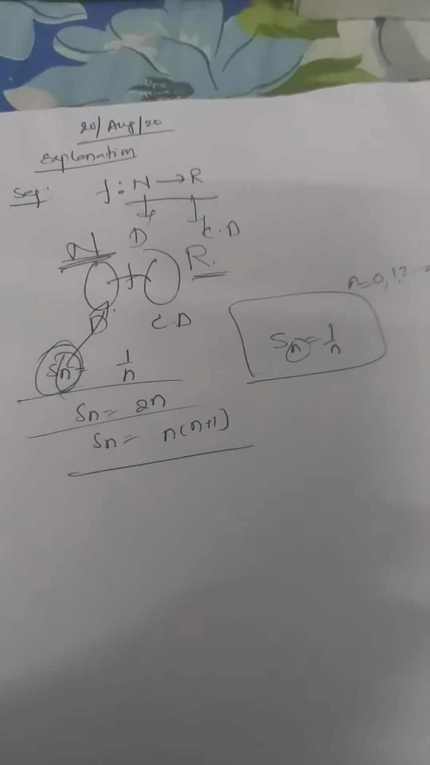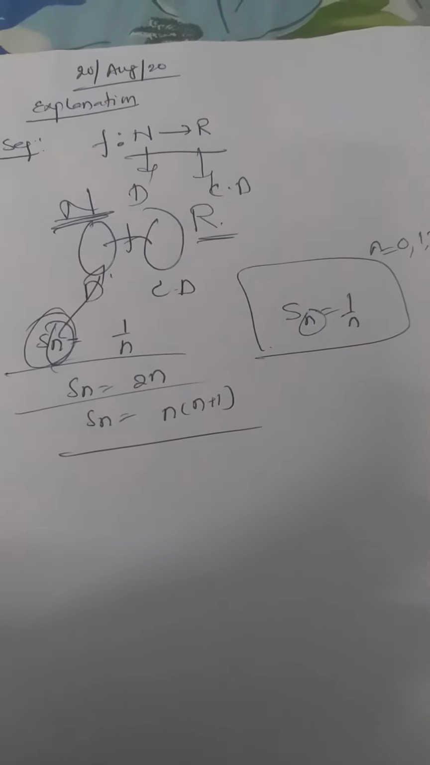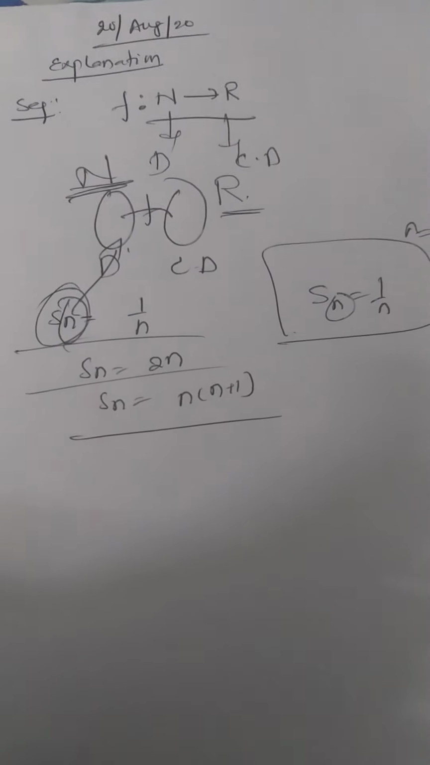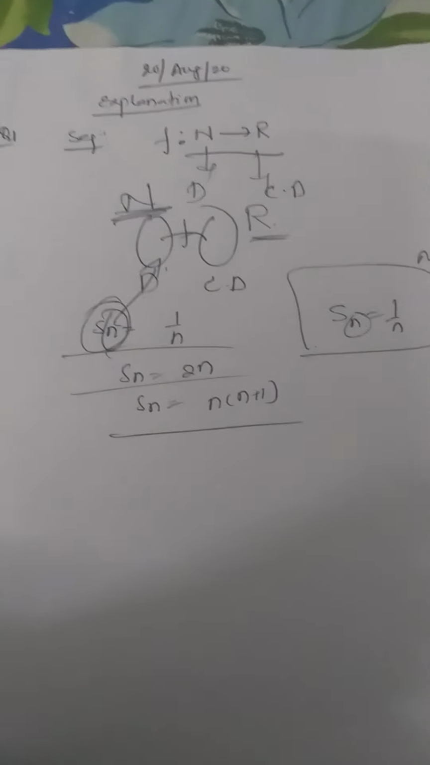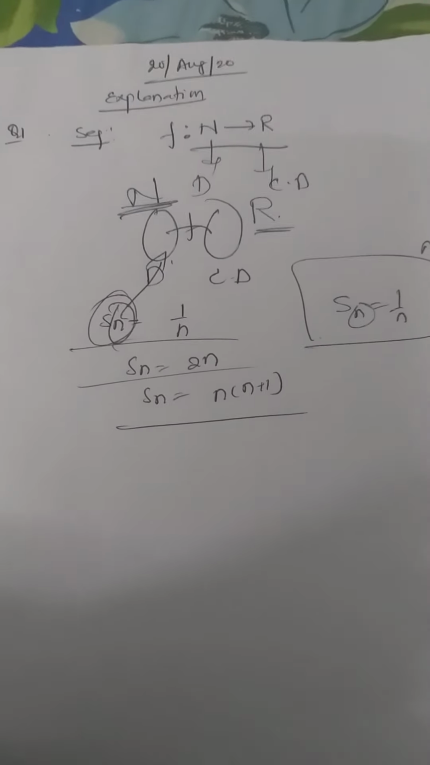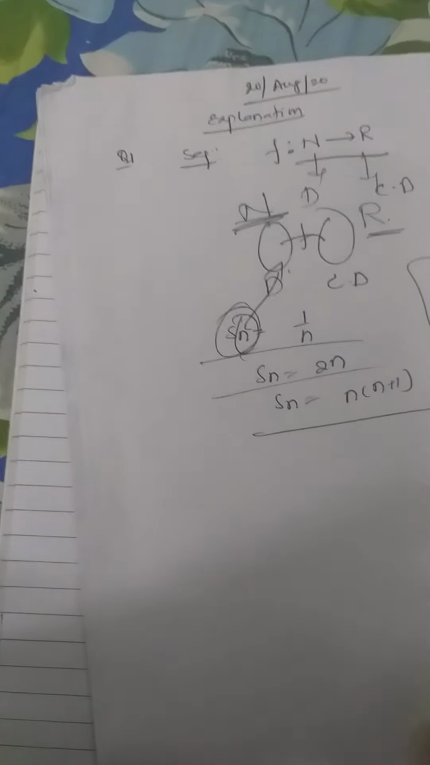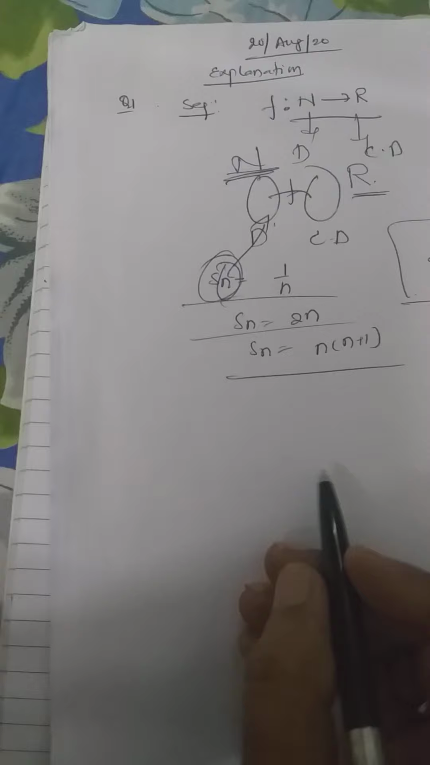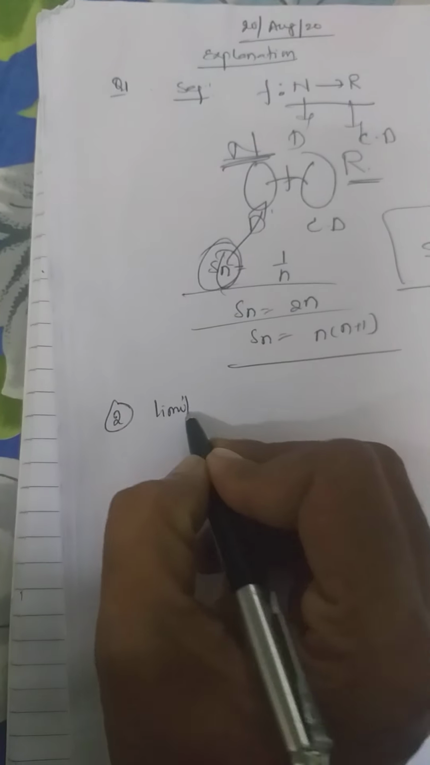This is a sequence. What is a sequence? A sequence is a function from natural numbers to real numbers. A sequence is generally denoted by the symbol Sn, where the domain is the natural numbers and the codomain is the set of real numbers. A general sequence is also called a real valued sequence.